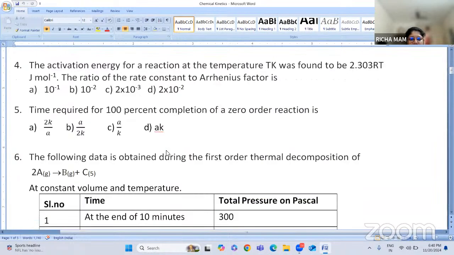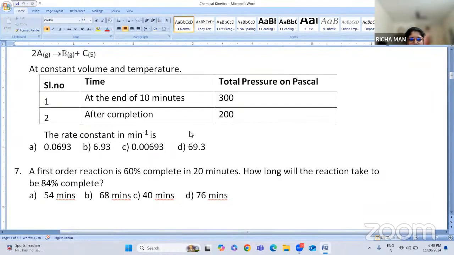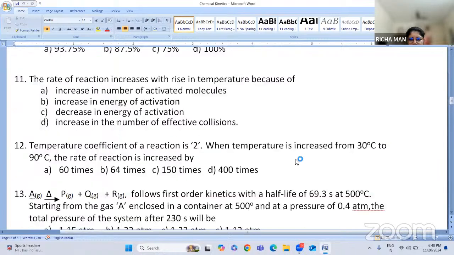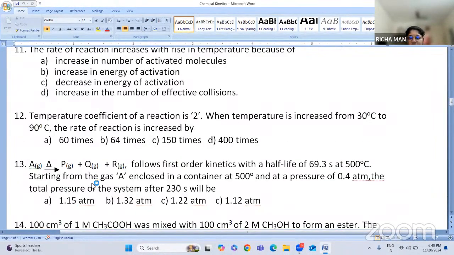Arrhenius factor, energy of activation. Based on these concepts, we have solved some questions. So let us continue. I think we have solved till the 12th, so let us start from the 13th question.